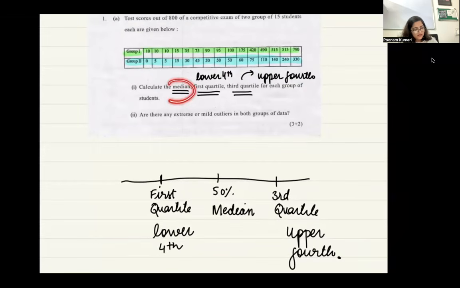So that is asked from you. You have to find the median, first quartile and third quartile for each of the group, for group 1 also and group 2 also. And now the next question is, are there any extreme or mild outliers in both groups of data? So you also have to tell if you have any extreme outliers or if you have any mild outliers. So now remember, we have to think in terms of the box plot. How did we used to define outliers? We will first find what? We will find which spread we will find? Fourth spread. We will find fourth spread.